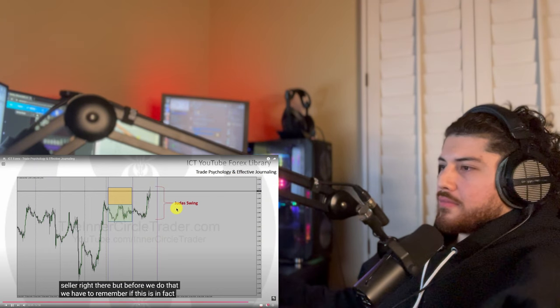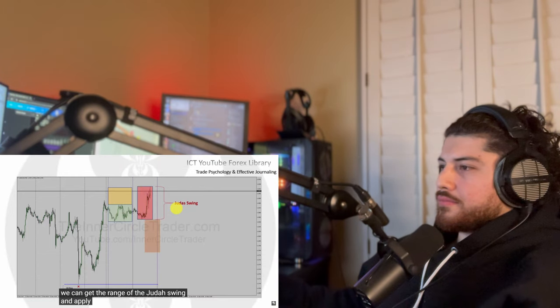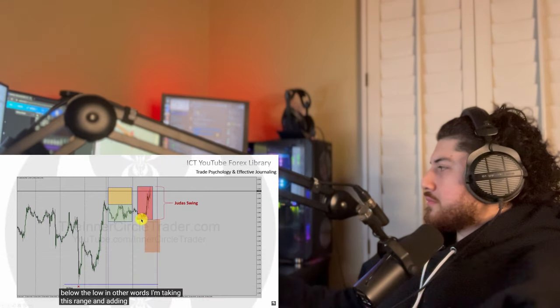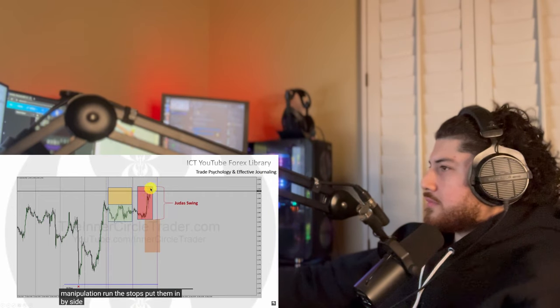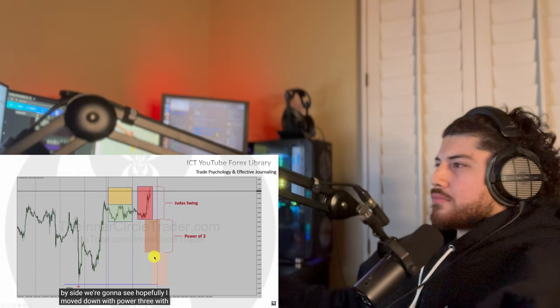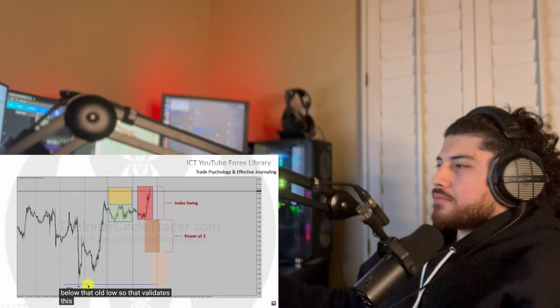Before we do that, we remember this is in fact a bearish week. And it's the high for me. This Judas swing is useful. We can apply a concept to it. We get a range of the Judas swing and apply it as 1 standard deviation below the low. We're taking this range and subtracting it from this low and projecting it down, giving 1 standard deviation. So we see accumulation, more manipulation of the stops on the buy side, and we're hoping to see a move down with distribution. So we have 3 measurements of the actual Judas swing projected down, and it gets us just below that low. So that validates this potential stop run.